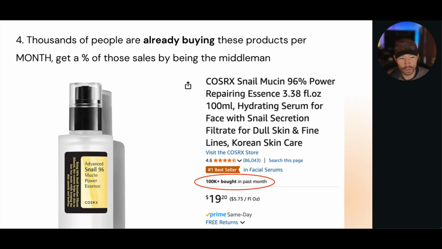It's the #1 bestseller in facial serums, and 100,000 plus people bought this in the past month, and that's reported by Amazon. So Amazon started adding this number to the product listings where you can see the volume of people buying a product per month. And typically you'll see anywhere from the hundreds per month to the thousands per month. And in this case, this is an exceptional 100,000 plus people bought this product in the past month alone. Okay. So think about Amazon. That's just one example, but there's millions of affiliate products out there. There are thousands of people already buying the products per month. And you have a chance to get a percentage of those sales by being the middleman.